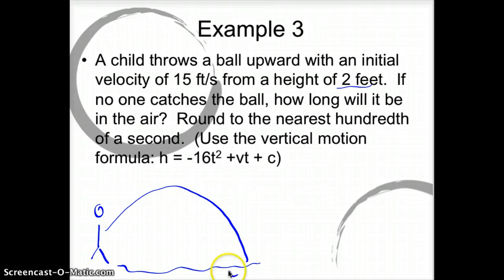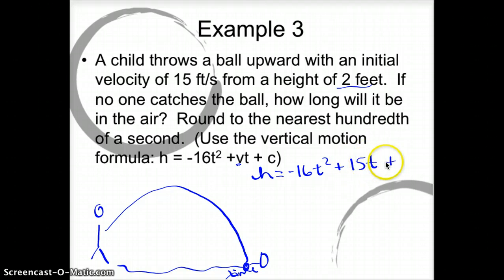So you're looking for a time, and you want to find when your height ends up getting to 0, how long that's going to take. So we are going to plug into the vertical motion formula all the values we know. h equals negative 16t squared plus, instead of v, that's my initial velocity, 15t, plus c, which is my starting height, of 2.